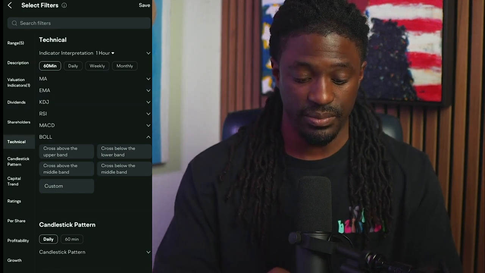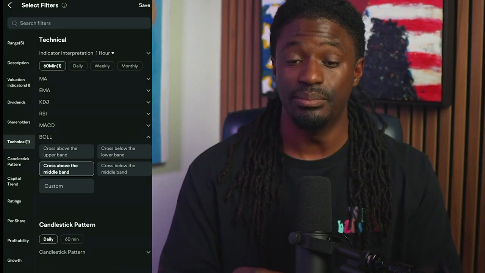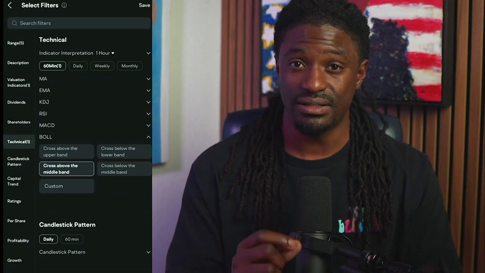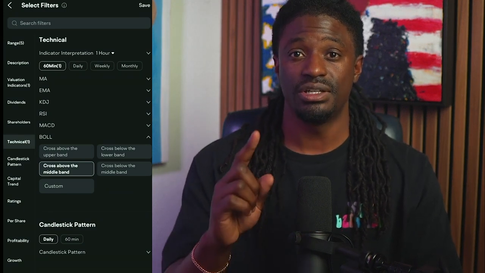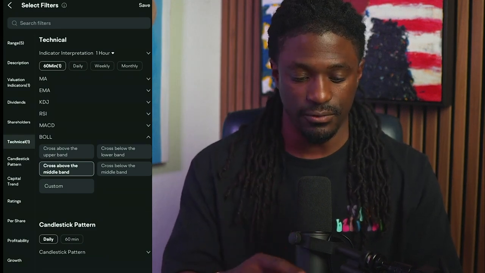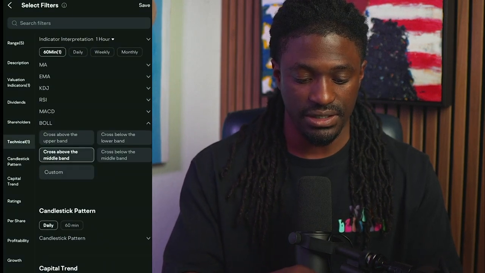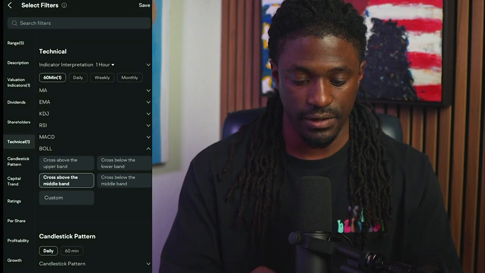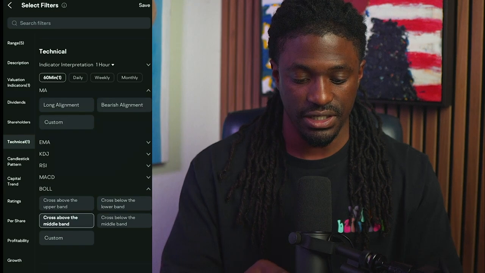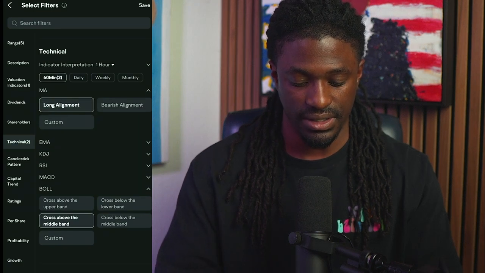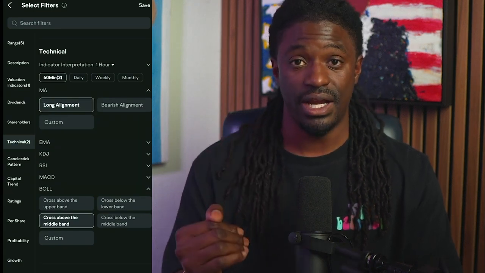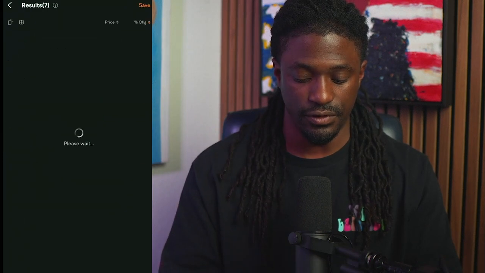So we're going to hit the Bollinger Band, and then we're going to hit the cross above the middle band. That means it's finally bouncing off the lower band and starting to trend up to the upper band. I'm going to show you guys exactly what that is. And to help us out, we're going to hit a technical indicator right here. We're going to click on the moving average, and then we're going to be looking for long alignments. That means it's not a bearish alignment, it's a long alignment. So we're going to hit view results.